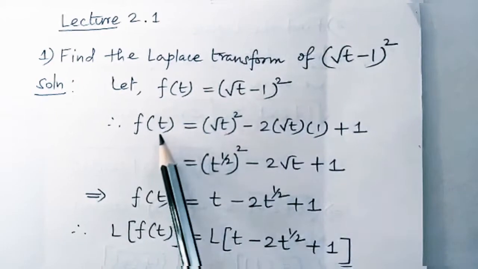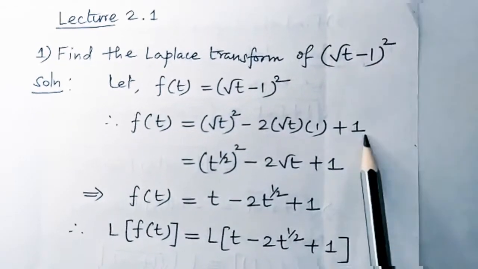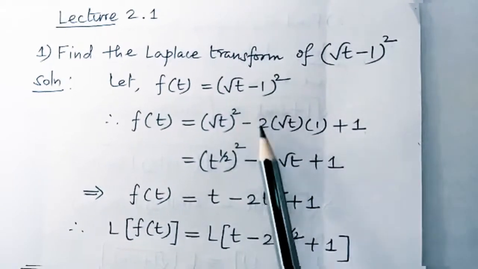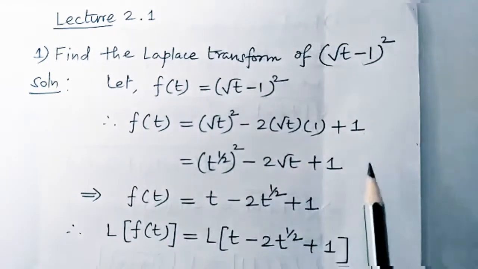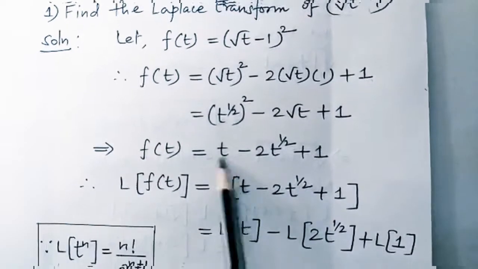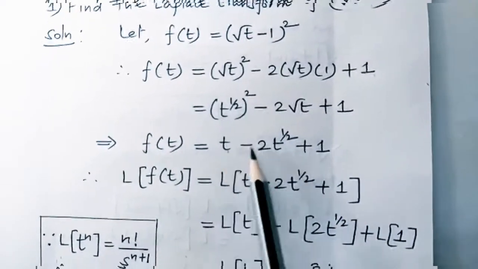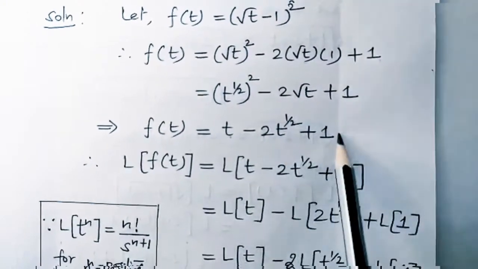So we can have f of t equal to a square minus 2ab plus b square, and accordingly it is root t the whole square minus 2 times root t plus 1, and further on simplification we obtain f of t as t minus 2 times root t, which is t raised to 1 by 2, plus 1.